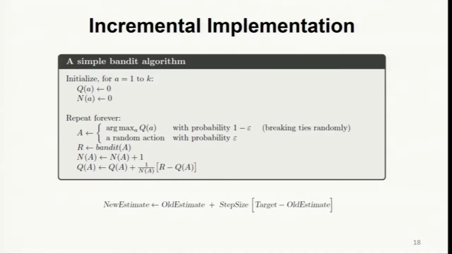So this one is the online implementation, the iterative implementation. We are using the new estimate equals the old estimate plus step size. This is my step size, 1 over n, and then target minus the old one. Target minus the old one, the gap.